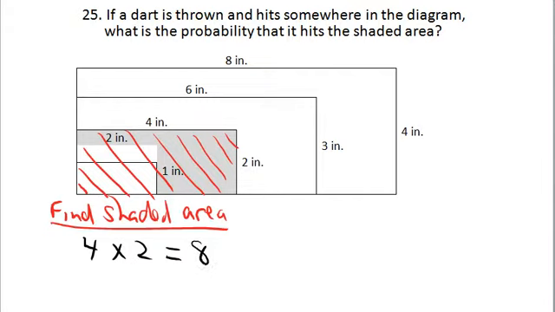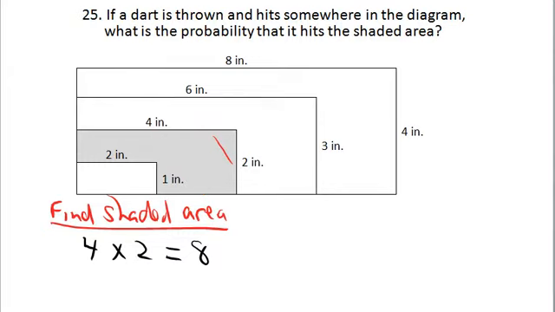For the area. But remember, that's too much. I'm including some things that don't belong in there. I don't want this part included. The white area, I don't want that included. So let me just clear all of this. I need to get rid of, this 8 represents too much area. I need to get rid of everything except the shaded area.